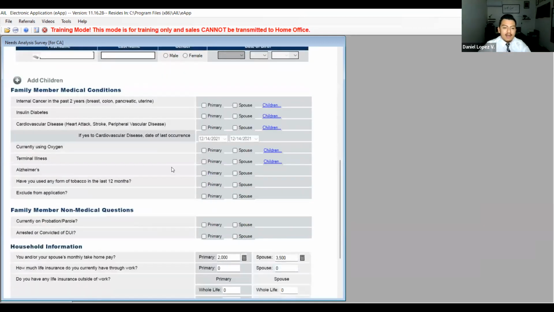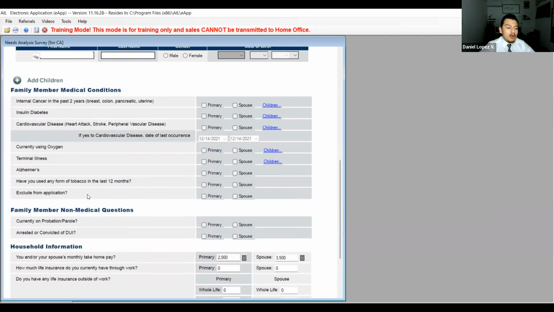Okay, and then we go into the needs analysis. This is the last part of the program. This determines if we can help you with life insurance. Again, it has to do with your health. So you ask them all these questions. If you're new, just literally read the sentences: internal cancer, insulin diabetes, cardiac disease, currently using oxygen, terminal illness, Alzheimer's. Just read all of it word by word because you're new.